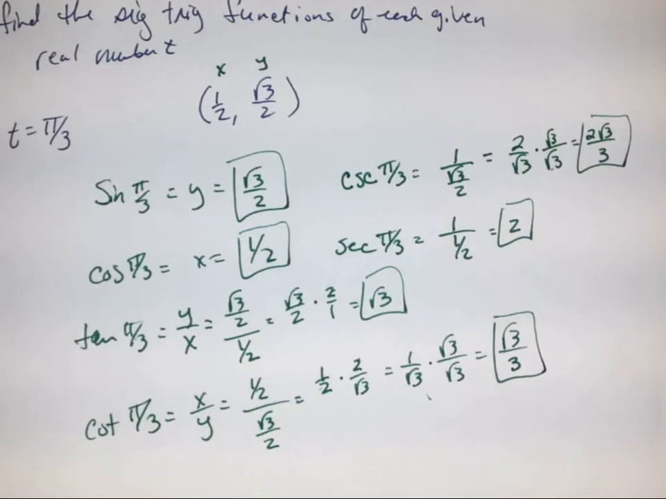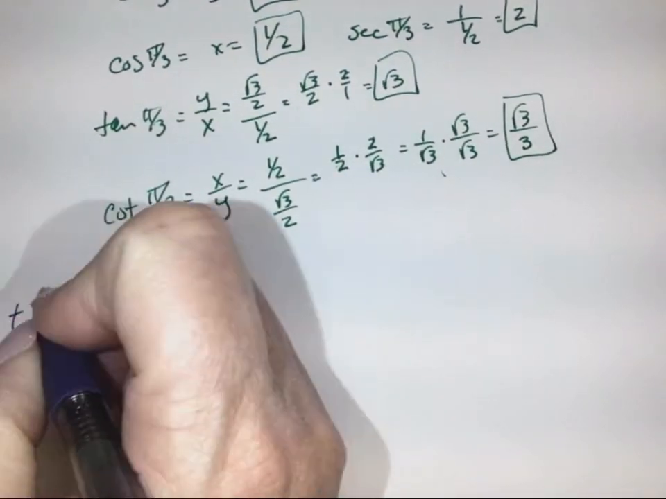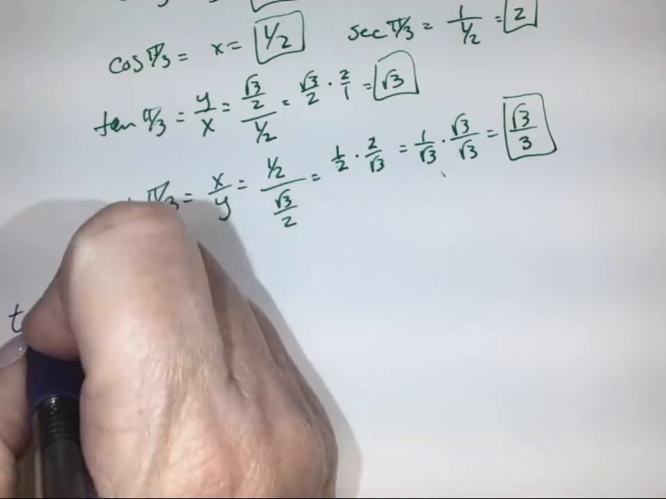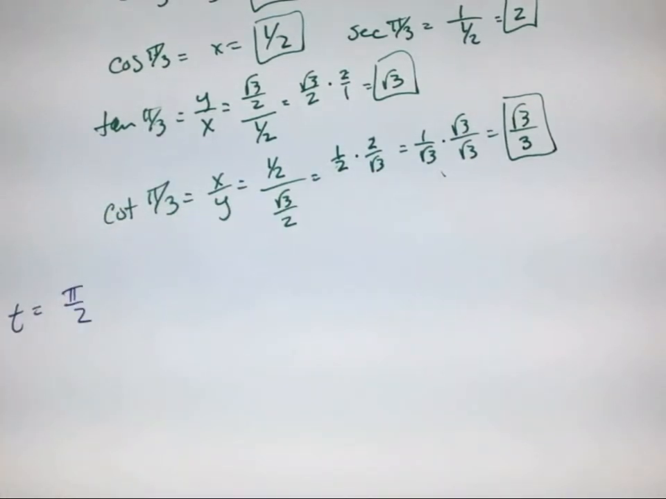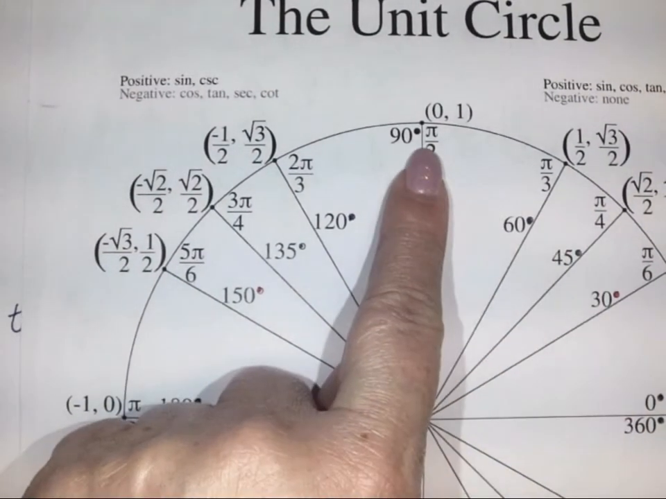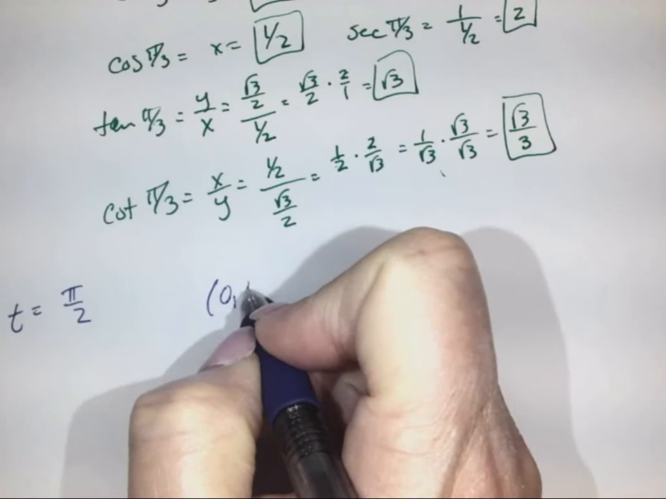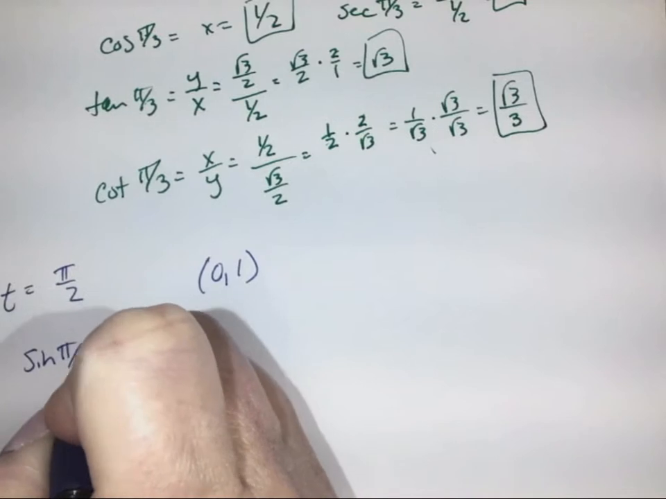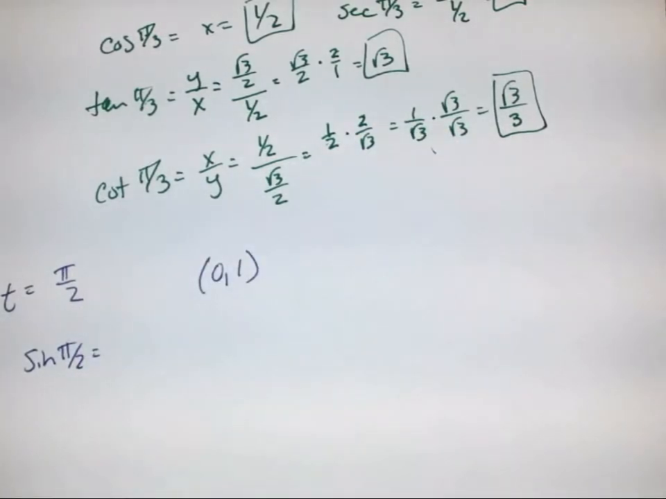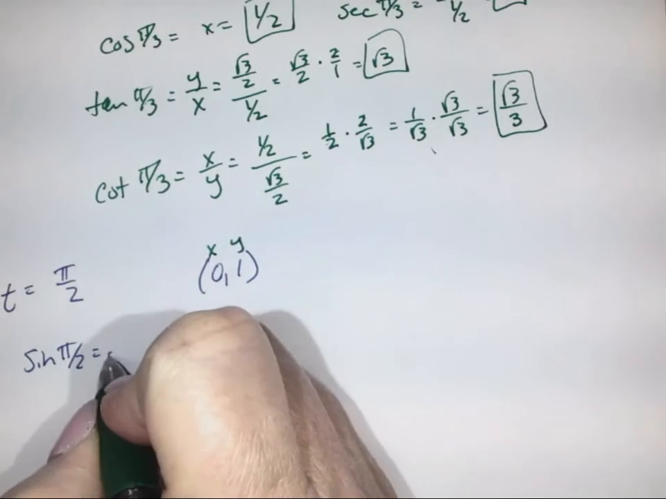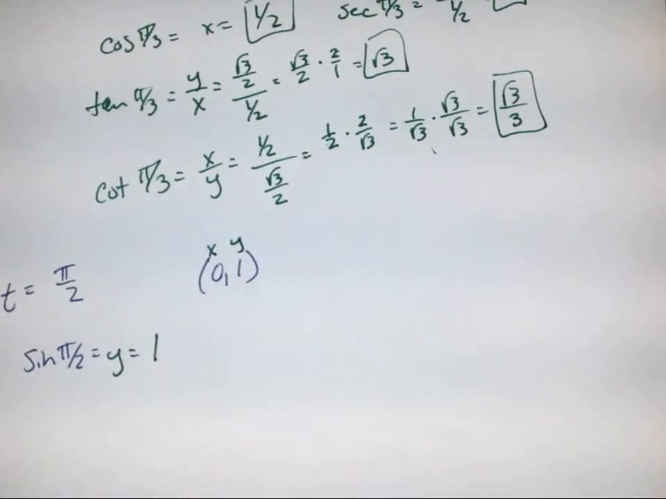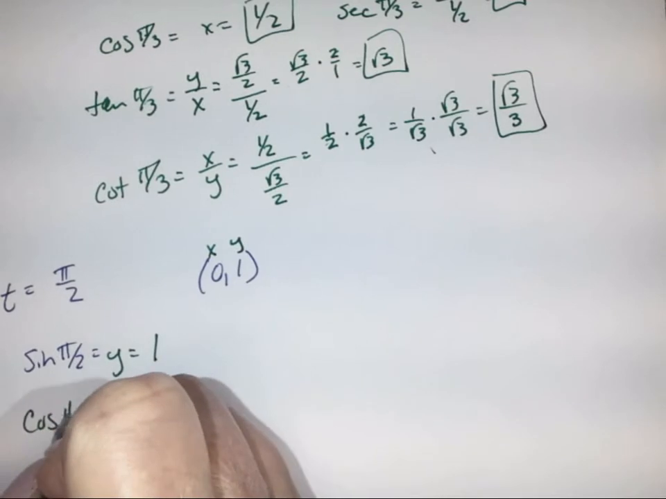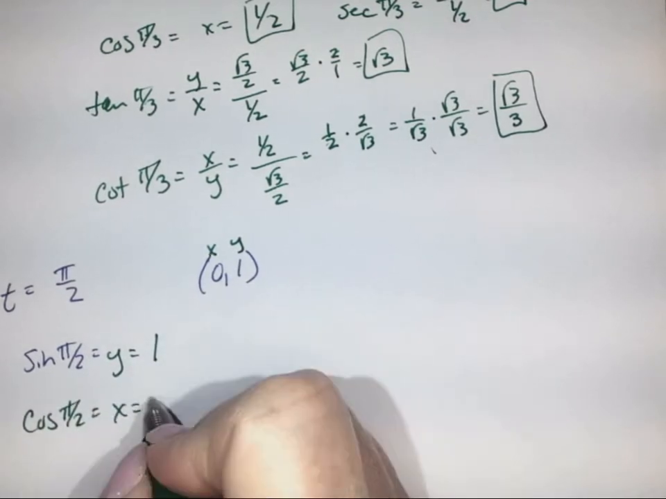All right, let's do another one. So let's do t is equal to pi over 2. So we need our terminal point, and when we're talking about pi over 2, that puts us at half a pi, which is our y-intercept. So our terminal point will be (0, 1). All right, so again, we need our sine. The sine of pi over 2 is equal to y, so it'll be 1. The cosine of pi over 2 is equal to our x value, which is equal to 0.